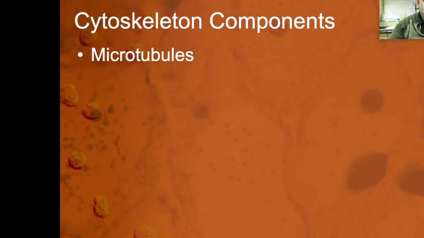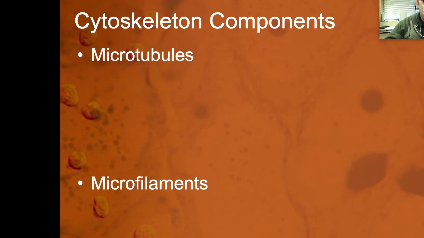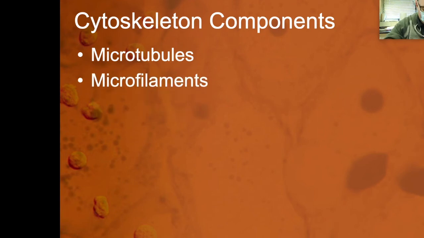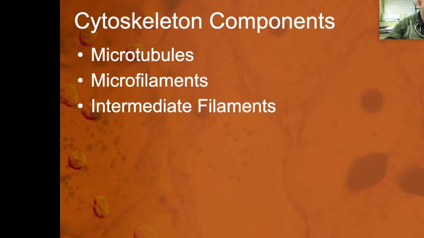What are these things made of? When we look at them up close, they come in a couple different varieties. And the first one is microtubules. The second one is microfilaments. Don't write these down because I'm going to go over them individually. It's okay if you wrote the first one down, but we're going to kind of look at them individually. This is just where we're going. So let's look at these three different types of cytoskeleton. Okay, three different types.